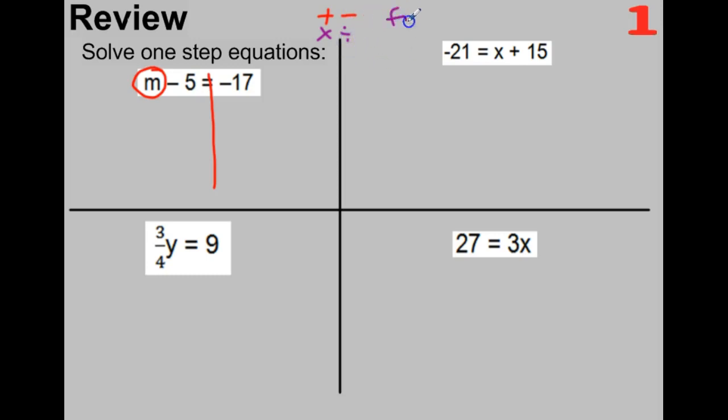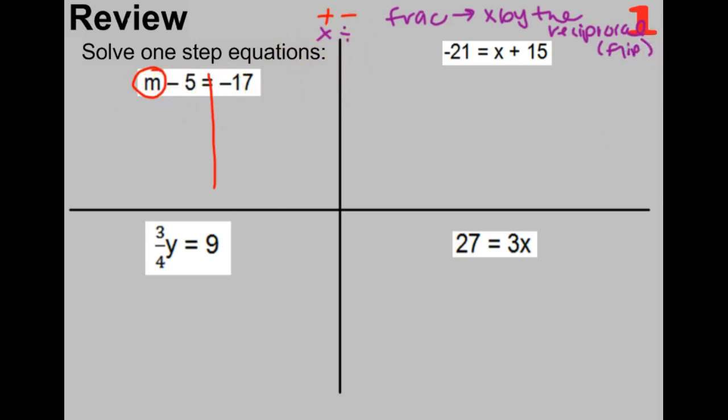The last one, if you have a fraction, to undo a fraction, you have to multiply by the reciprocal. And the reciprocal is just flipping the fraction. So we'll get there when we get there.